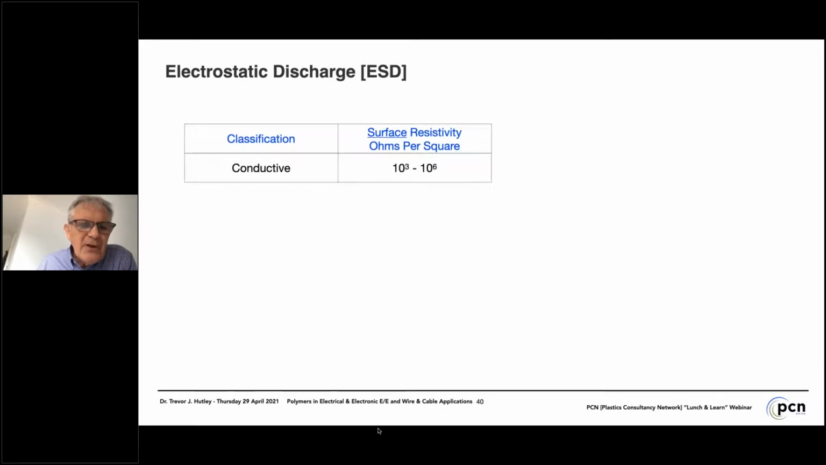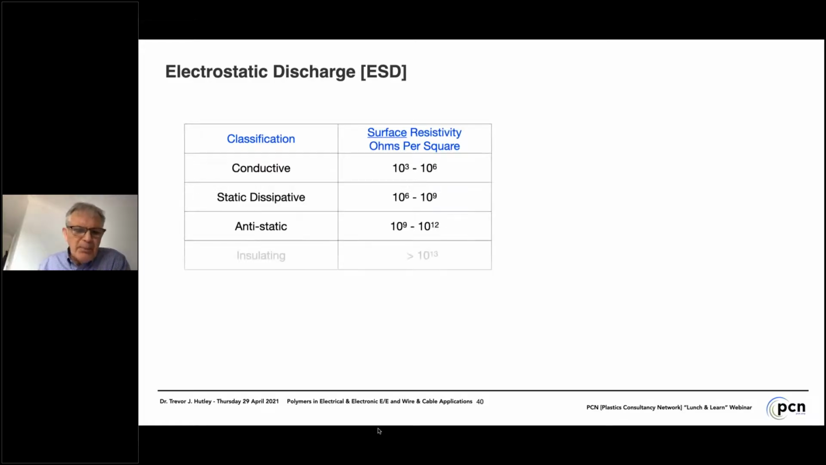Electrostatic discharge is another way of looking at polymer electrical properties, but here we're concerned more about the surface rather than the bulk conductivity and resistivity. Conductive materials, static dissipative, anti-static, and insulating materials. And there are various applications, particularly in the electronics industry, where we require the removal of static electricity, because even relatively low voltages like 20 volts can damage electronic components.